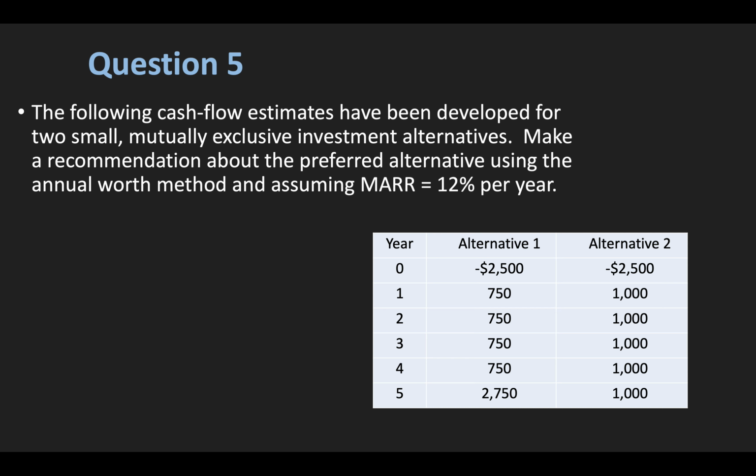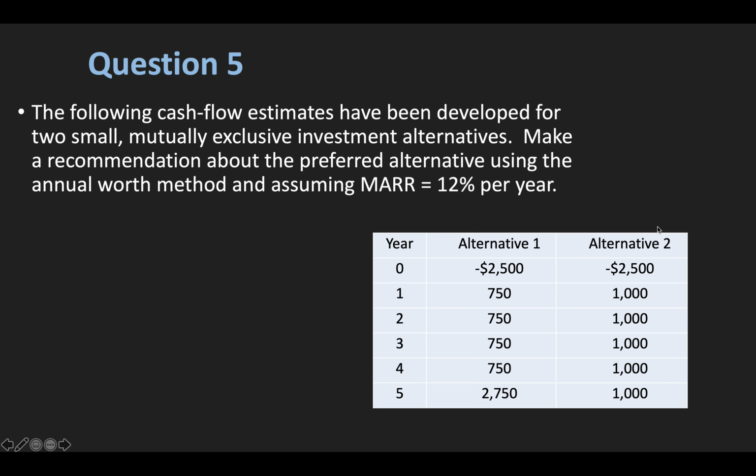Now here's question 5. The following cash flow estimates have been developed for 2 small mutually exclusive investment alternatives. Make a recommendation about the preferred alternative using the annual worth method and assuming the minimum attractive rate of return equals 12% per year. So basically this table here shows the 2 alternatives, right?